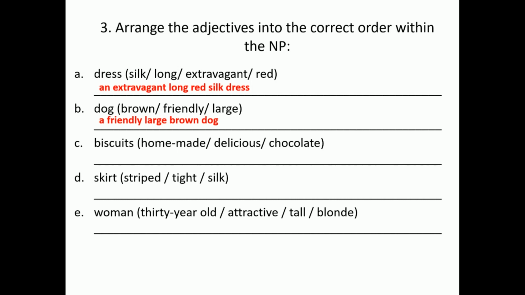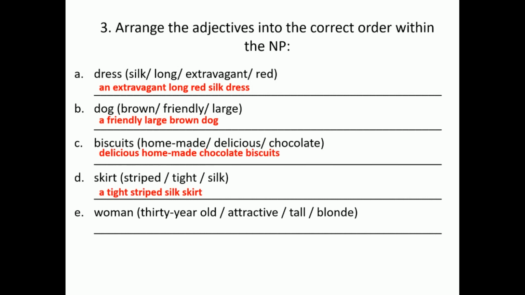Here in C, delicious is of course the first one. Chocolate is really a noun, so it goes to the end. It could be material, but think about it, it's actually a noun. So you have delicious, chocolate biscuits, and homemade is a participle, so it comes before chocolate. So delicious homemade chocolate biscuits. The skirt, here the trick is actually to understand that again silk is a noun, so it's a silk skirt, which is tight, and striped is a participle. So again the order is tight, striped, silk skirt.